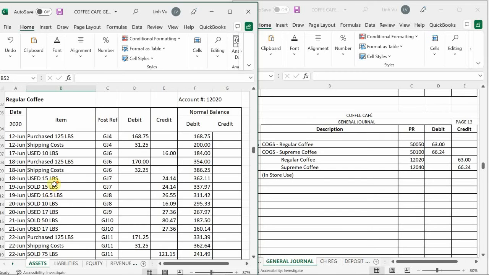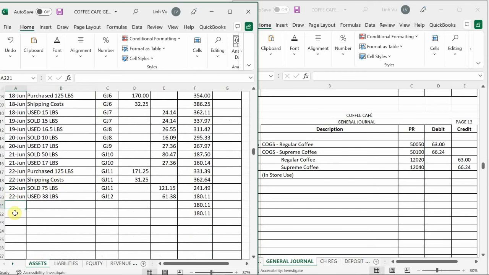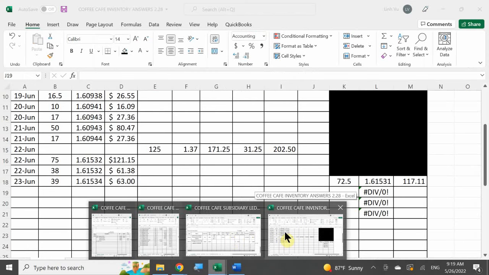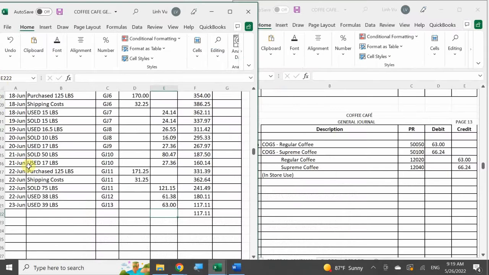Okay, here's my regular coffee. We used 39 pounds of the regular coffee, which is going to subtract out $63. So I should be left with $117.11. Okay. Does that match my inventory? Yes, it does. Okay.